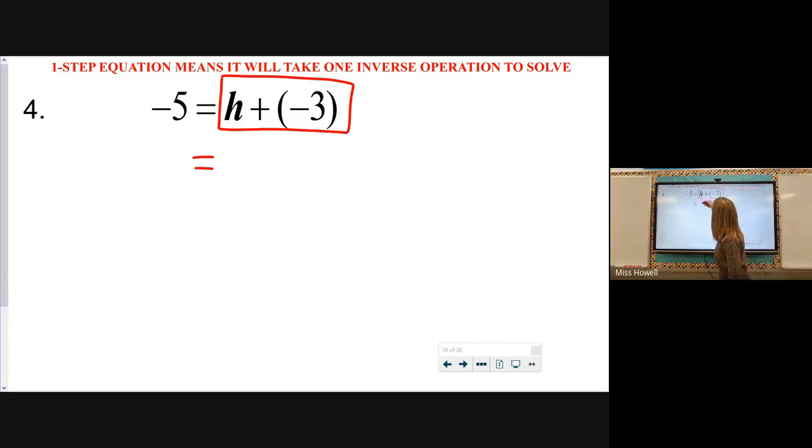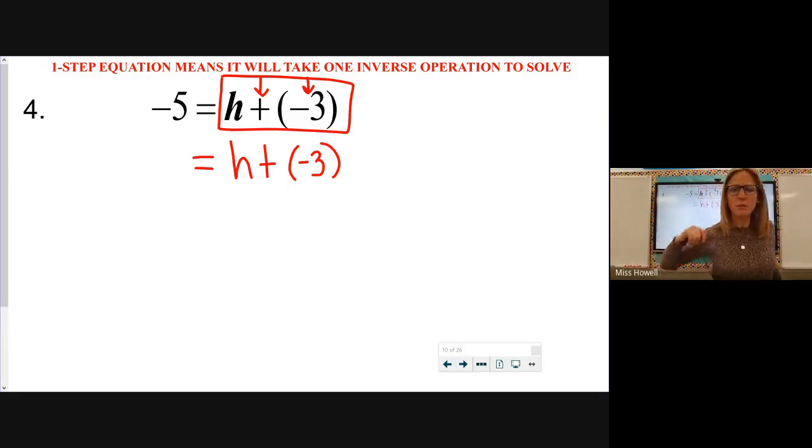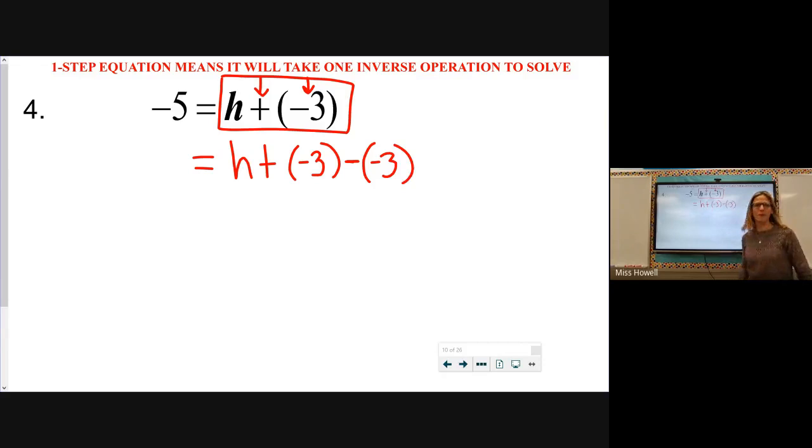All right, over here we have h plus negative 3. I need to undo, or do the inverse of, the add with this same exact number. I'm not changing the number. I'm not making that a 3. I'm doing the inverse of the operation, not the opposite of the number. Right? Those are two different things. So the inverse of add is subtract. And our number is this negative 3. So be careful. I'm going to have minus a negative there.